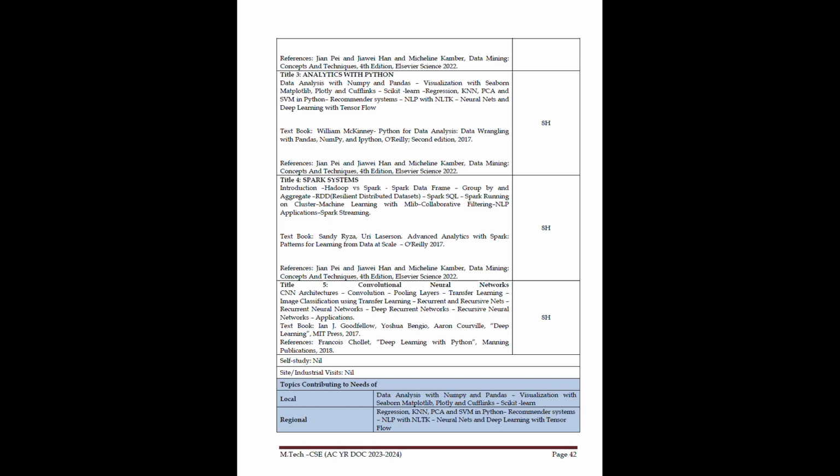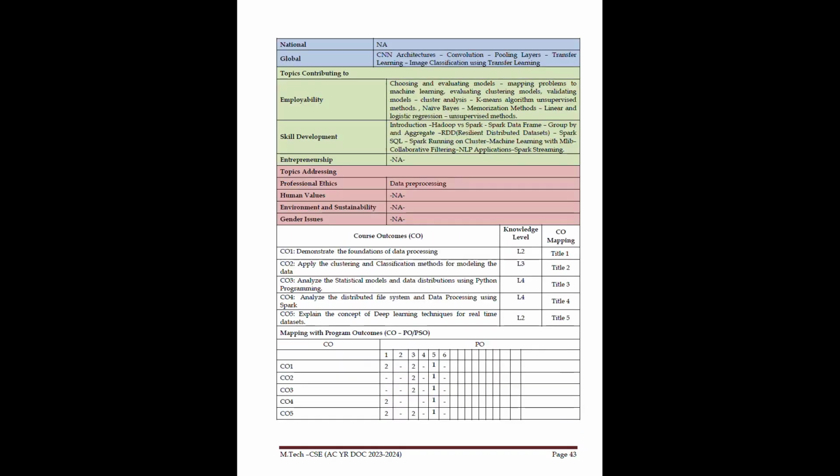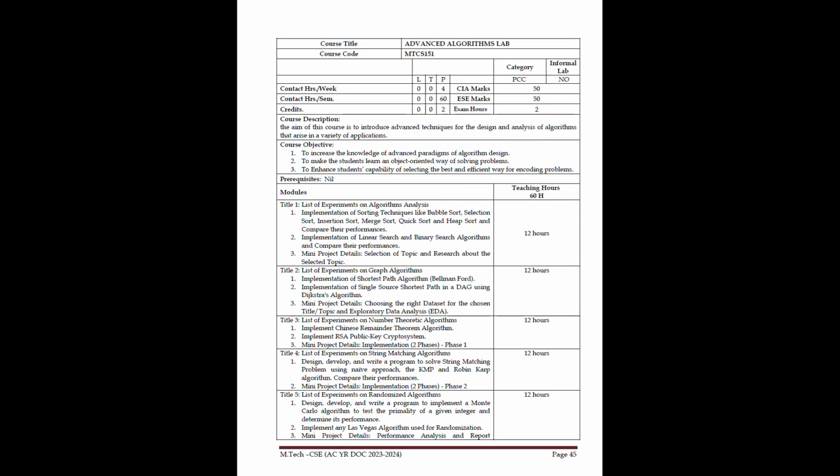When it comes to the last title, which is Convolutional Neural Networks, you'll be learning about CNN architectures, convolution, pooling layers, transfer learning, image classification using transfer learning, and recurrent and recursive nets, recurrent neural network, deep recurrent networks, recursive neural networks, and applications. So the textbook we followed is Ian J. Goodfellow, Yoshua Bengio, Aaron Courville, Deep Learning, MIT Press, 2017. So this is Advanced Data Science, alright?